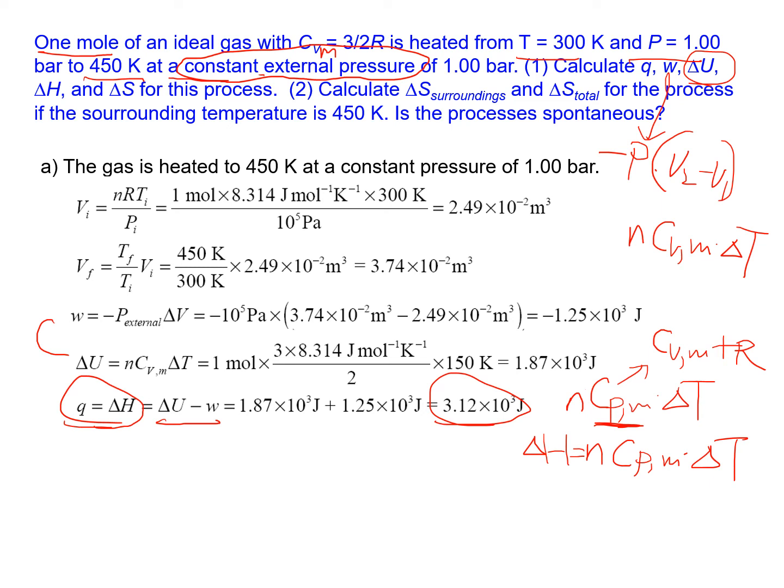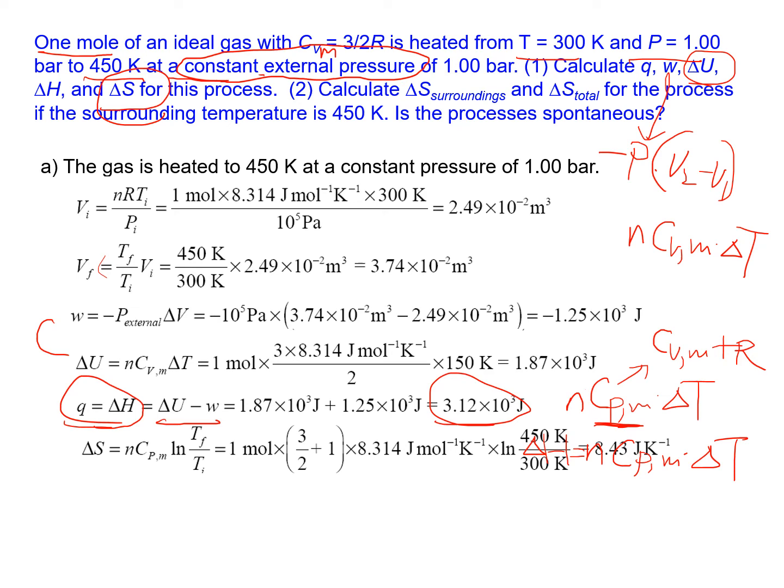So the only thing new in this chapter is entropy. How do you calculate the entropy for constant pressure heating? The equation is n CPM ln T final over T initial. So number of moles, Cp is CVM plus R. CVM is 3 over 2R plus 1 times R. That's the Cp. CVM plus R gives you Cp.